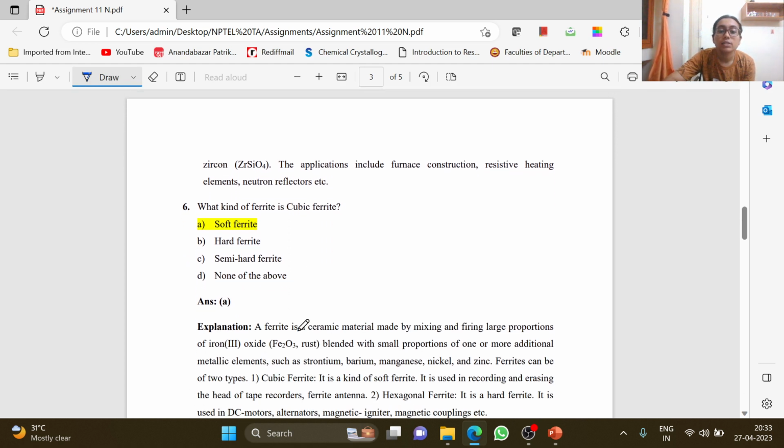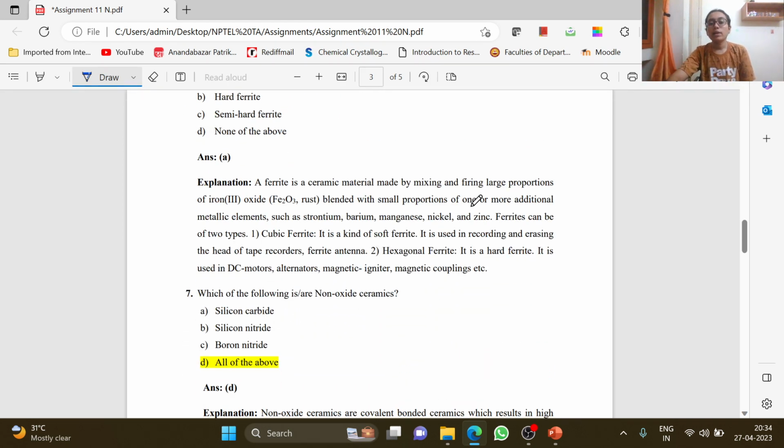Then what kind of ferrite is cubic ferrite? It is actually soft ferrite, because ferrite is a ceramic material made by mixing and firing large proportions of iron(III) oxide blended in small portions of one or more additional metallic elements such as strontium, barium, manganese, nickel and zinc. Ferrites can be of two types. Cubic ferrite is a kind of soft ferrite. It is used in recording and erasing heads of tape recorders and ferrite antennas. Hexagonal ferrite is a hard ferrite type. It is used in DC motors, alternators, magnetic igniters, magnetic couplings, etc.